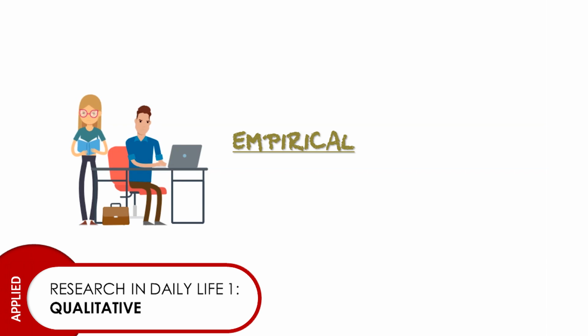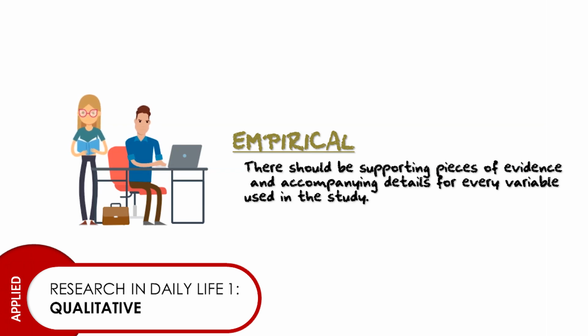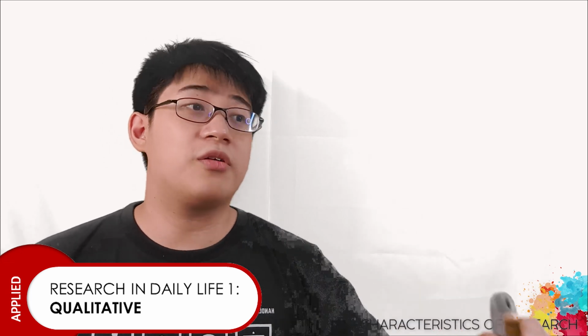Now, the fourth characteristic of research is that it is empirical. When we talk about empirical, there should be supporting pieces of evidence and accompanying details for every variable used in the study. Okay? Now, when we talk about being empirical, we cannot just simply say that the study concludes this and that without giving the necessary facts to support that claim or to support everything that we show in our research paper. That is how important references are. Okay? And then next, it should not constitute plagiarism, which we will talk about more in the following videos.